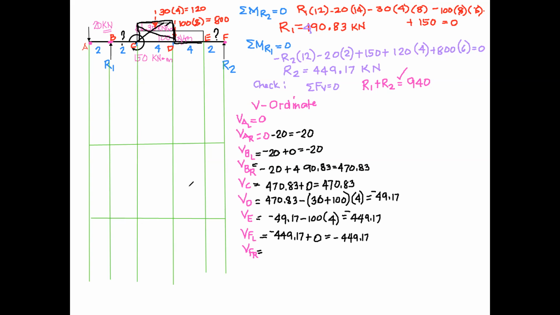Negative 449.17 plus 449.17 po equals 0. So, therefore, it closes. Question? Is there any question? Mamaya, baby. Dami nagsasalita na.